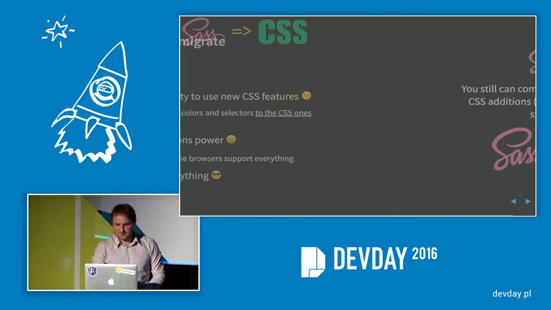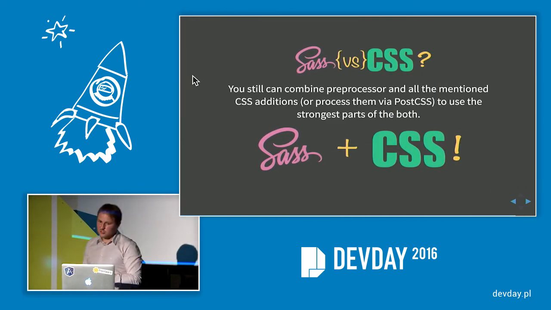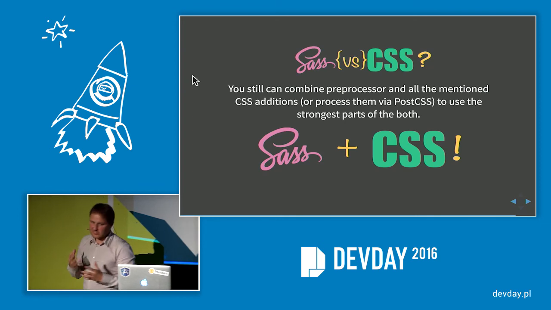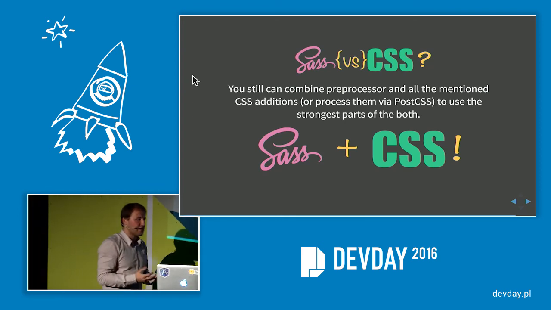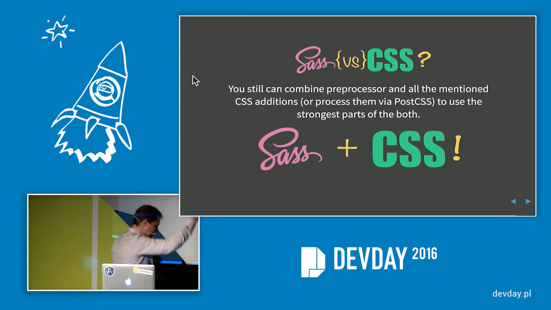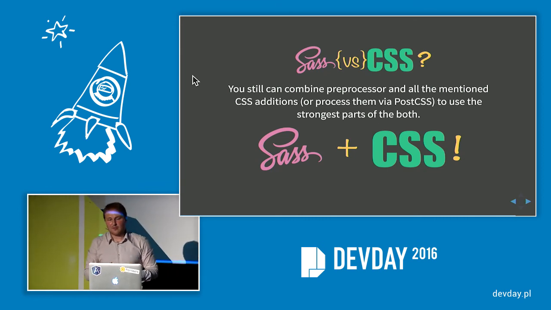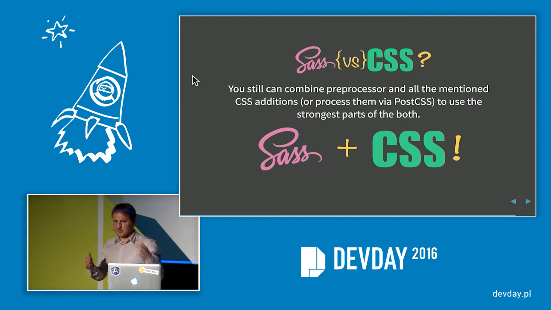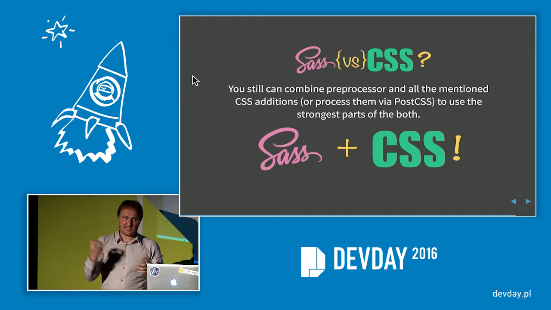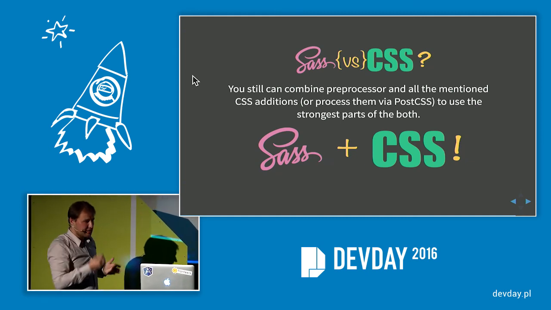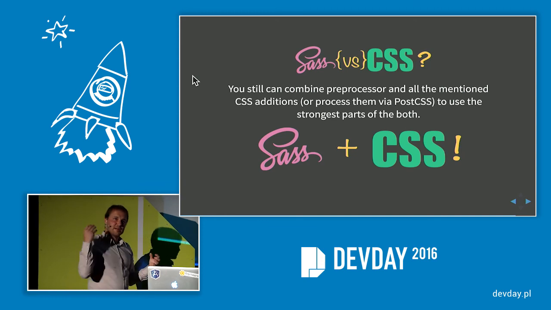This is the migration. And what should I use today? This is another question that I have to answer. Preprocessor or CSS? From everything that I did, from all my experience till today, I would say for now, just mix both of them. Just use CSS goodness inside your preprocessor and take the best parts of both.